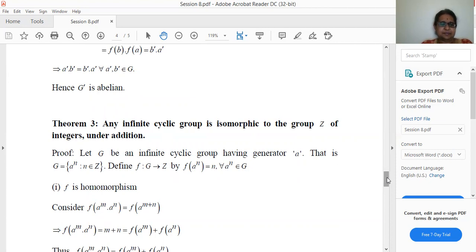First, let me define the map. Let G be an infinite cyclic group having generator a, that is, G is the set of all a power n such that n belongs to Z. Here a is the generator. Now define f from G to Z by f of a power n is equal to n for all a power n belonging to G. So we have defined the mapping f as f of a power n is equal to n. First, we have to show this mapping f is an isomorphism. So to show f is an isomorphism, basically we have to show it is a homomorphism.